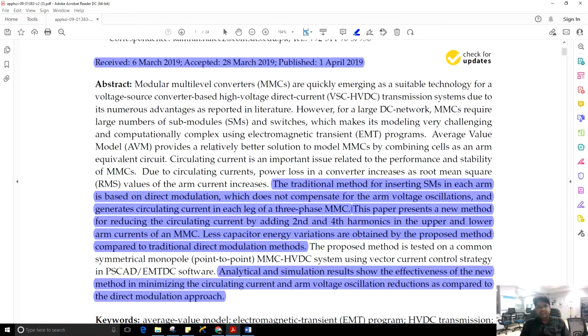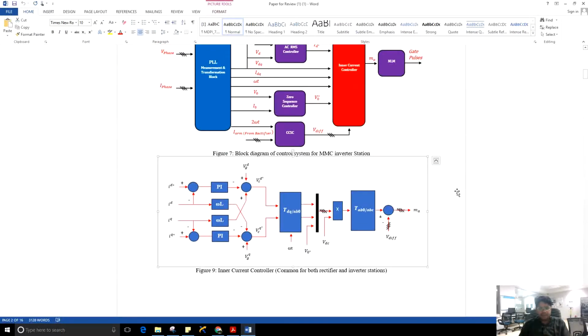The traditional method for inserting submodules in each arm is based on direct modulation, which does not compensate for the arm voltage oscillations and generates circulating current in each leg of the 3-phase MMC. So this statement means that, let me show you the inner current control block diagram. This is basically the inner current control block diagram. One reference current is the D component of current, the other reference current is the Q component of the current.